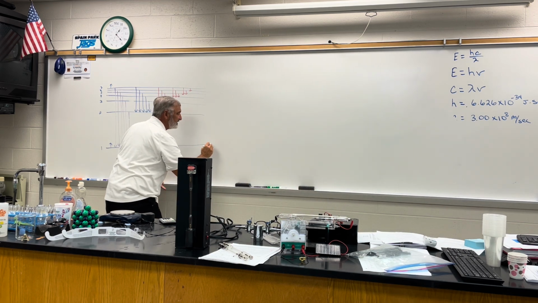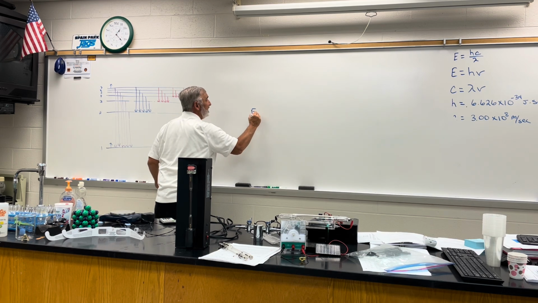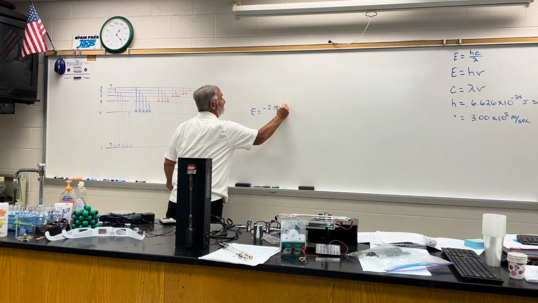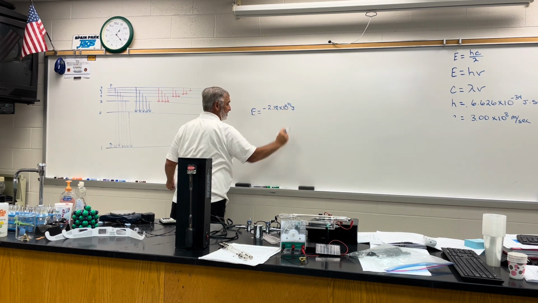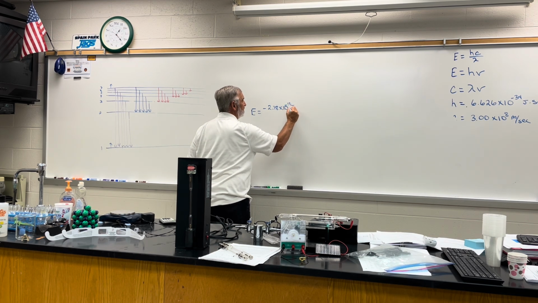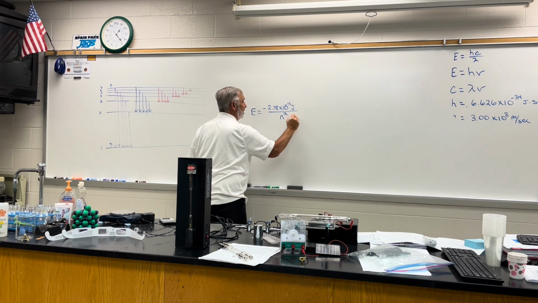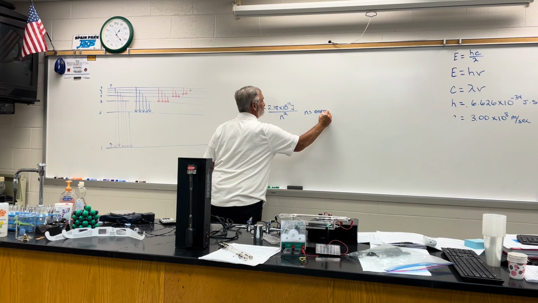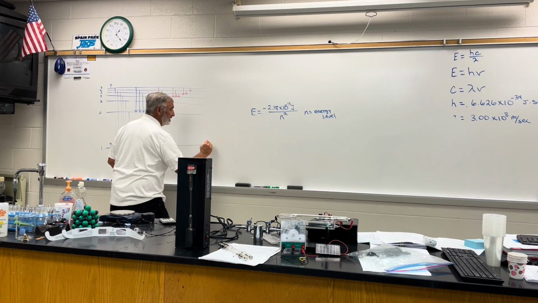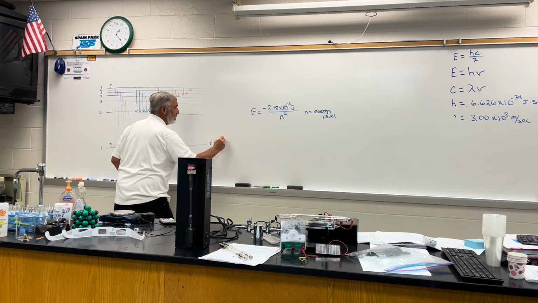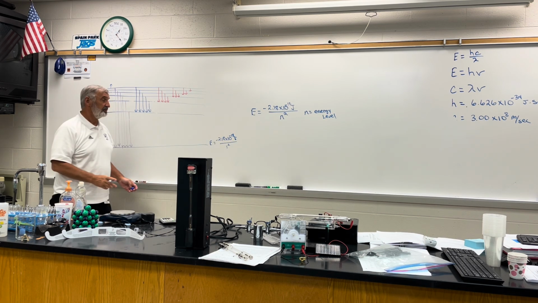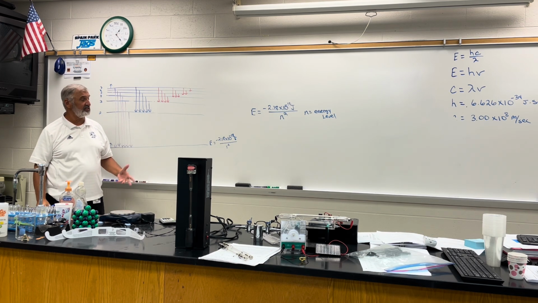And he found that the energy of the electron on any energy level is negative 2.18 times 10 to the minus 18th joules over n squared, where n equals the energy level. So on this first energy level, E is going to equal negative 2.18 times 10 to the minus 18th joules divided by 1 squared. In other words, it's going to have negative 2.18 times 10 to the minus 18th joules of energy.